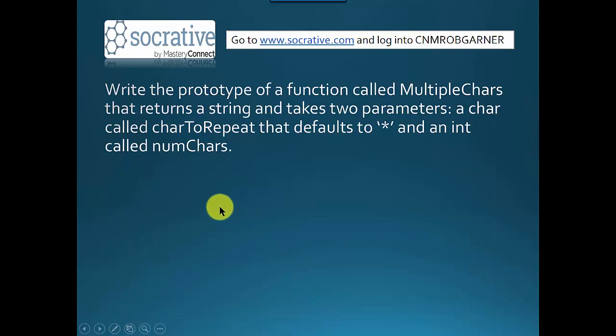So let's give this a try. Let's write the prototype of a function called multiple chars that returns a string and takes 2 parameters. A char called char_repeat that defaults to asterisk, and an int called numchars. So think about the answer, give it a try, and then hit continue.